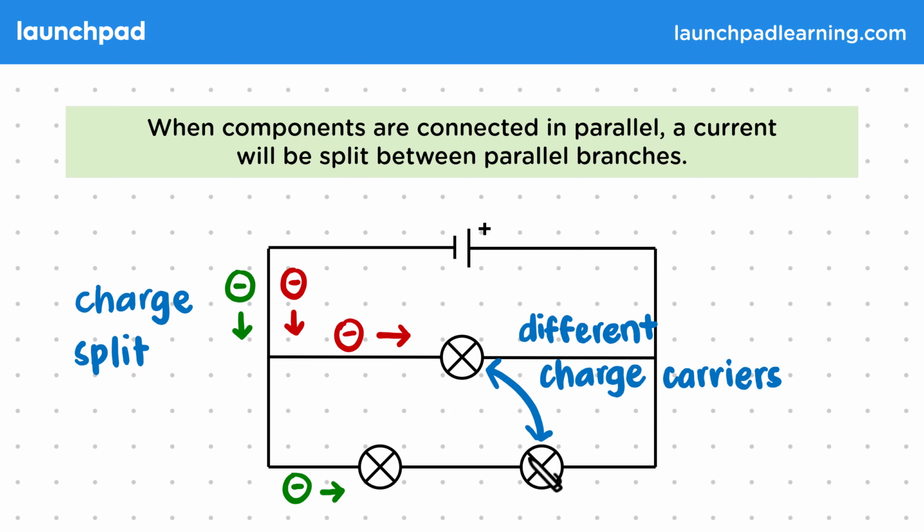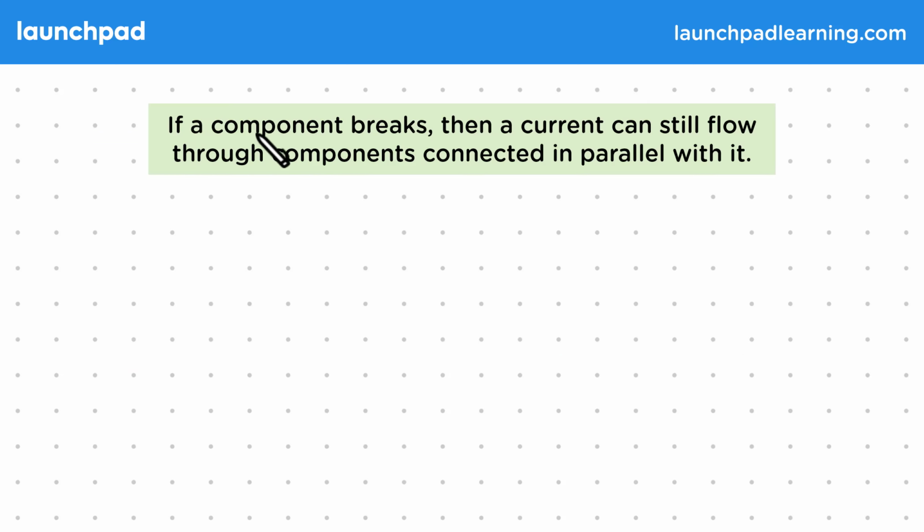Now, you won't need to explain this for your exams, but it's useful to understand what's happening in the circuit when we learn about the currents and potential differences for these components. But what other property will parallel circuits have? If a component breaks, then a current can still flow through components connected in parallel with it.